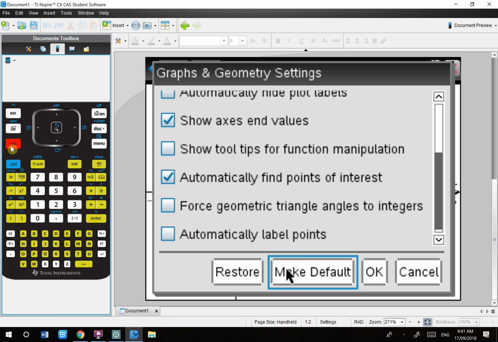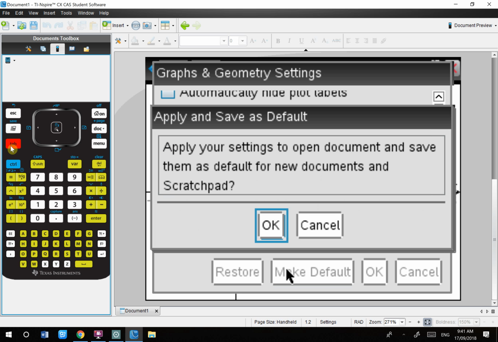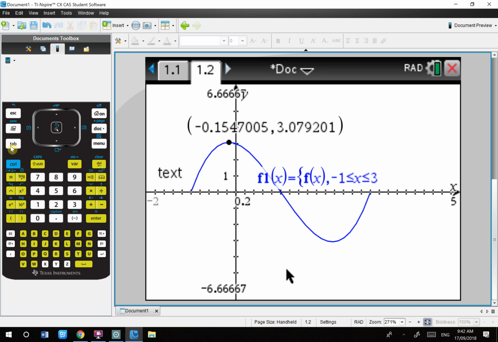That one, and press enter. And then press OK, applying the setting to open documents and save them as default for new documents. So just press OK for that. Now you don't need to worry about it anymore.